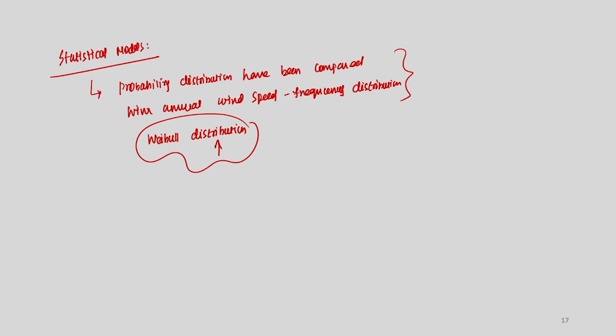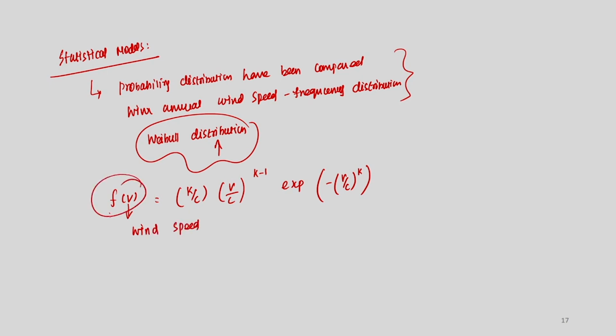So, that we are going to see. What is that? That is nothing but f of v, which is equivalent to k upon c, v upon c to the power k minus 1, exponential of minus v upon c to the power k. Right. So, what is this v? V is nothing but the wind speed. And what is this f of v? F of v is nothing but the probability density function.